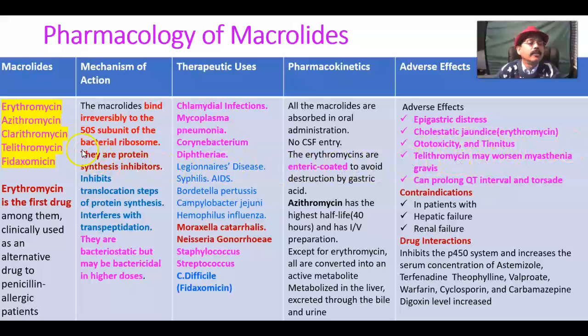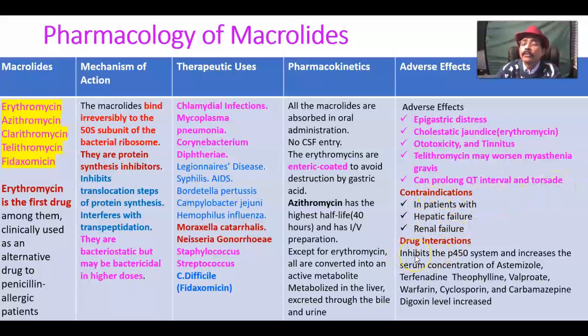Telithromycin may worsen myasthenia gravis, a neuromuscular disease. And macrolides can prolong the QT interval, and in animal studies they may lead to torsades de pointes. The point is the cardiac manifestation. Contraindicated in patients with hepatic failure and renal failure.